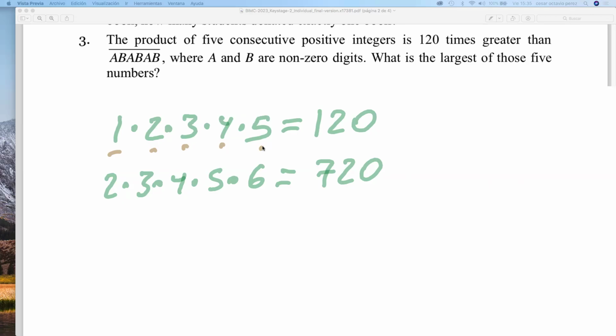So there will always be a factor of 5. Well, the number will always have a factor of 10 because there will always be a number divisible by 5 and a number divisible by 2. Yes, that's right. So we already know that B is a 0. So the number that we want is this.